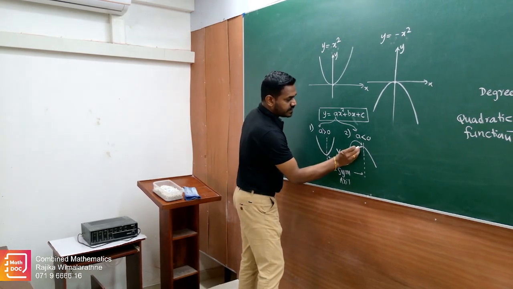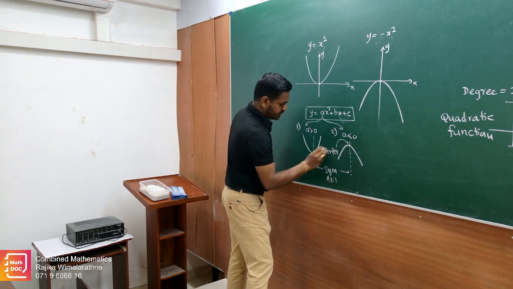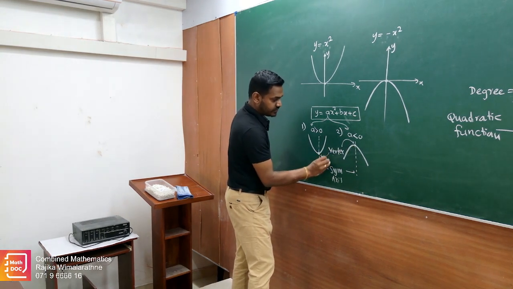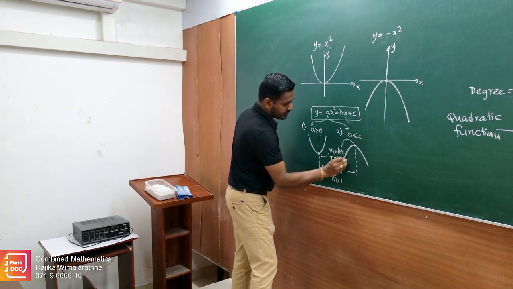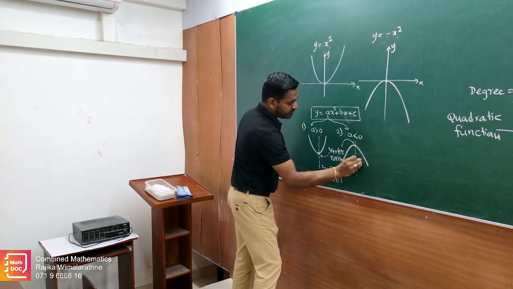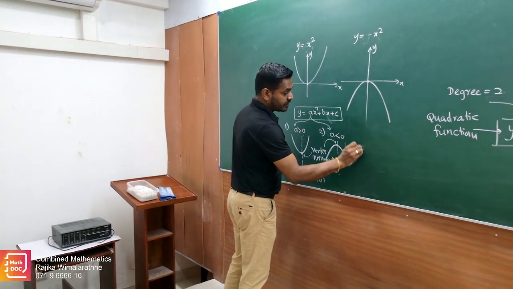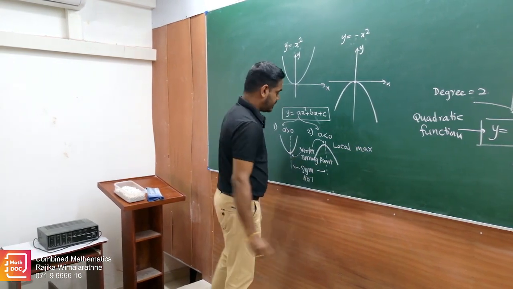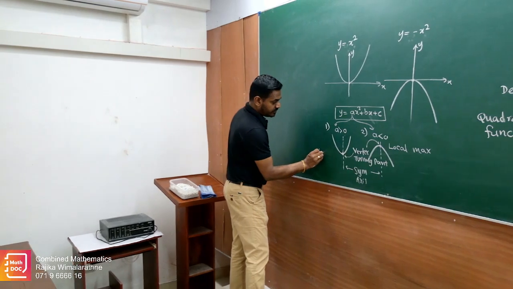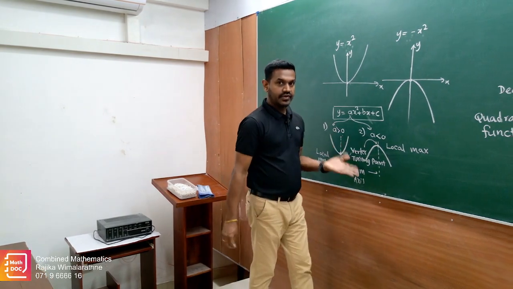Then this vertex we call a turning point. These two are turning points. Here especially this one is called the local maximum point, and especially this is called the local minimum point. That is the quadratic.